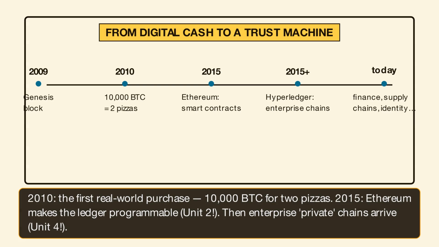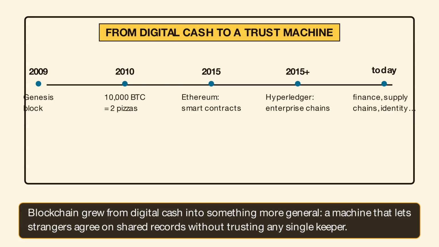2010: the first real-world purchase, 10,000 Bitcoin for 2 pizzas. 2015: Ethereum makes the ledger programmable. Unit 2, then enterprise private chains arrive. Unit 4. Blockchain grew from digital cash into something more general, a machine that lets strangers agree on shared records without trusting any single keeper.